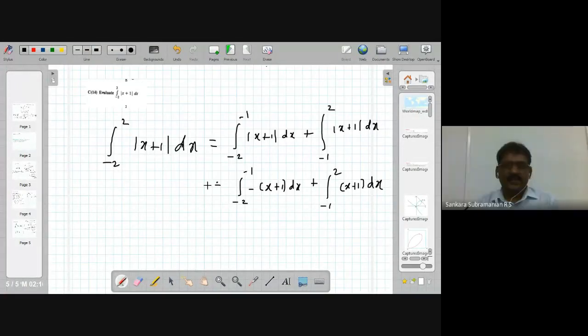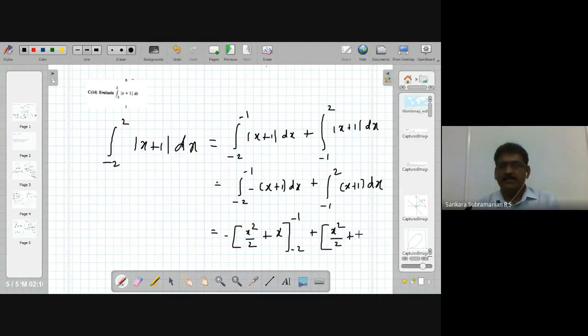But so this is equal to, okay, minus taken out. Integration of x is x squared by 2, and integration of dx is x, taken out the limit minus 2 to minus 1. Integrate the limit, plus whatever you do, just bring me the answer. This is equal to x squared by 2 plus x, taken out the limit minus 1 to plus 2.